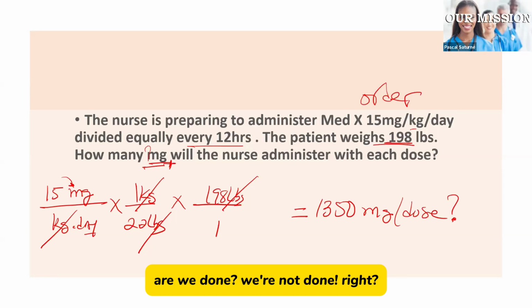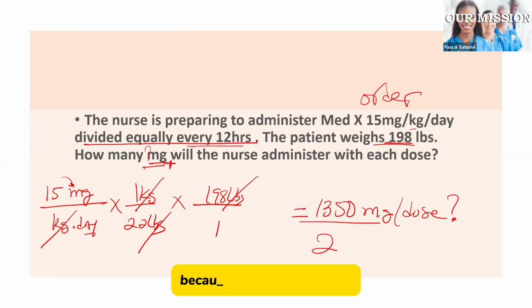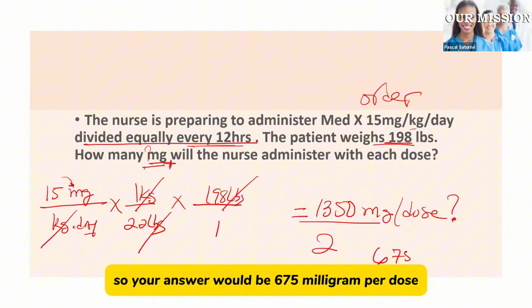We're not done, right? Because the question tells you to divide it equally every 12 hours. It means we have to divide this by 2 because the day has 24 hours. So your answer would be 675 milligrams per dose.